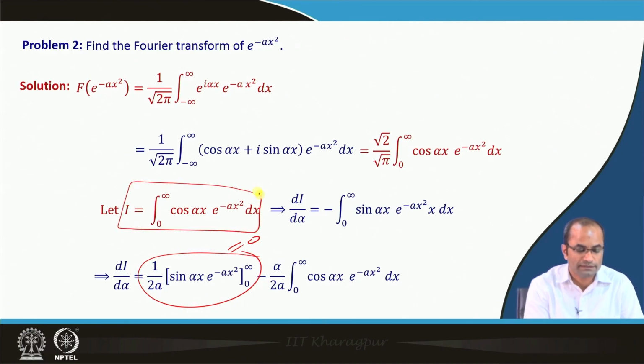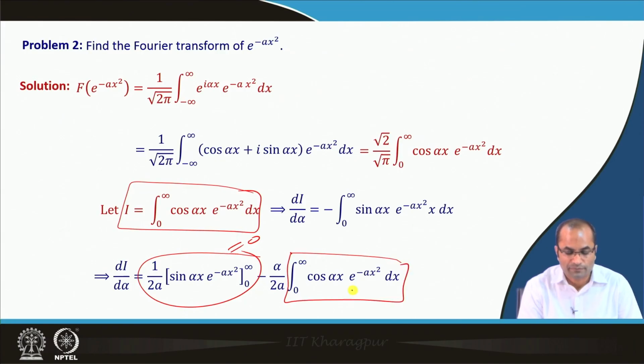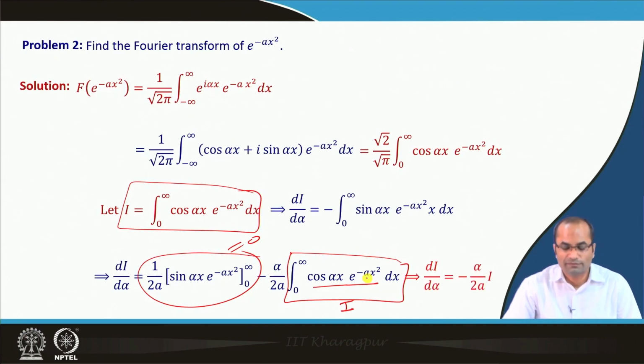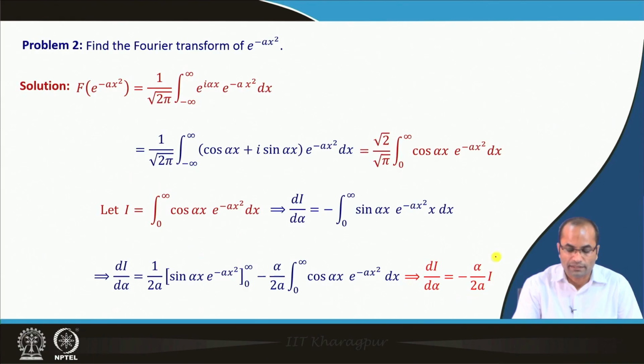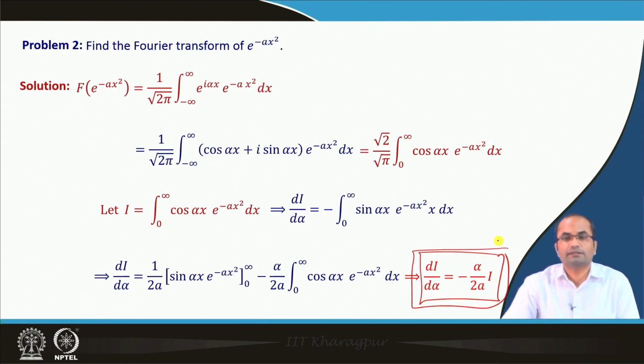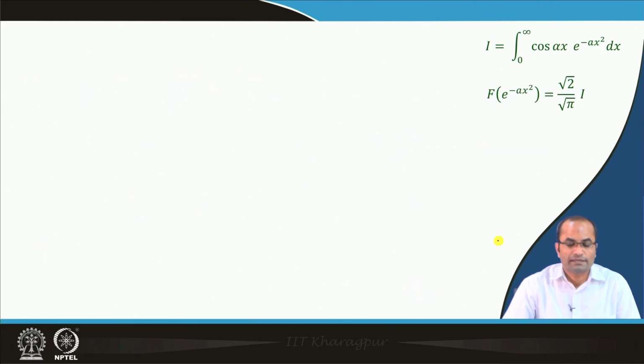So, this first term will disappear now, and regarding the second term, we can take a close look at the integral I which we are evaluating, and here we have exactly the integral I with cos alpha x e power minus a x square. So, we have a very simple differential equation now, d I over d alpha is equal to minus alpha by 2a into I. We need to solve this differential equation to get this I, the desired integral.